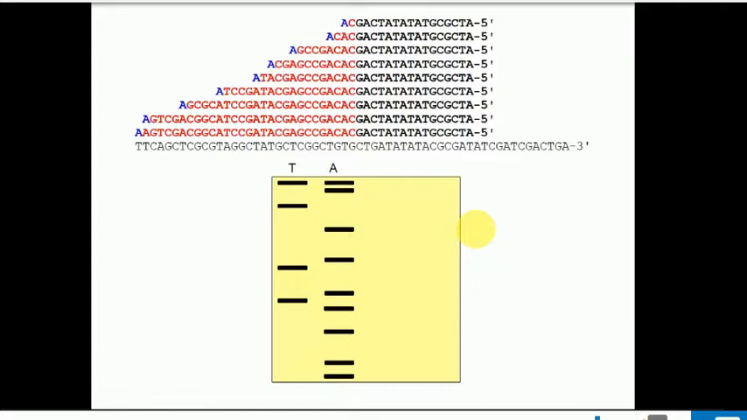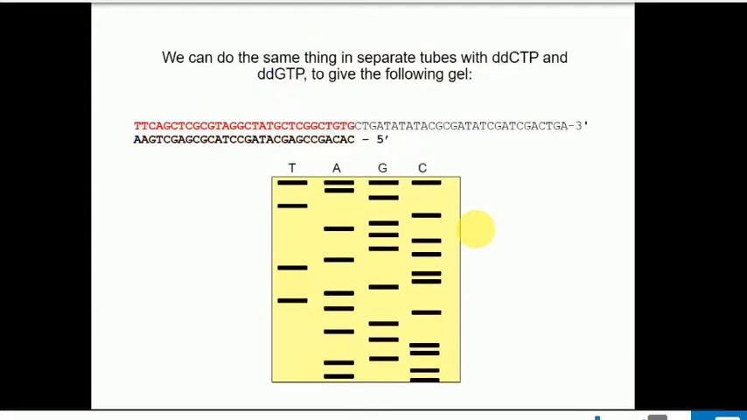And obviously you can do this with the C's and the G's as well. And as you do that, you're going to build up a picture that will look something like this. And then you can just read up the sequence from the bottom. And you're going to go C, A, C, A, G, C, C, G, A, G, and so forth, which is the DNA sequence that you're interested in.